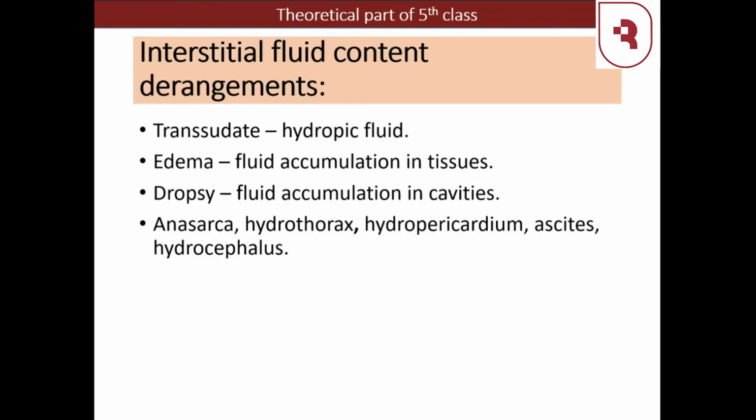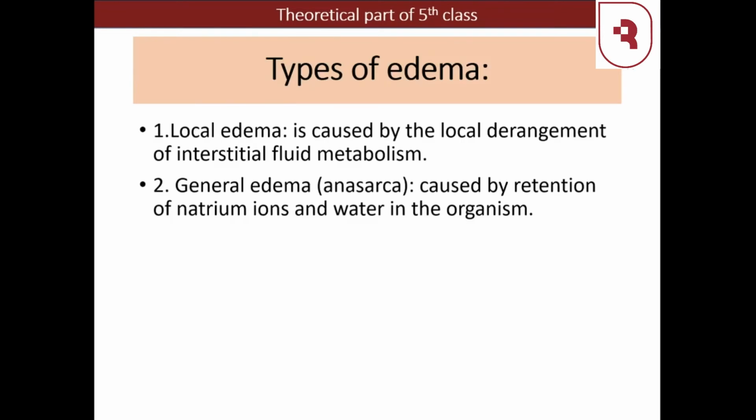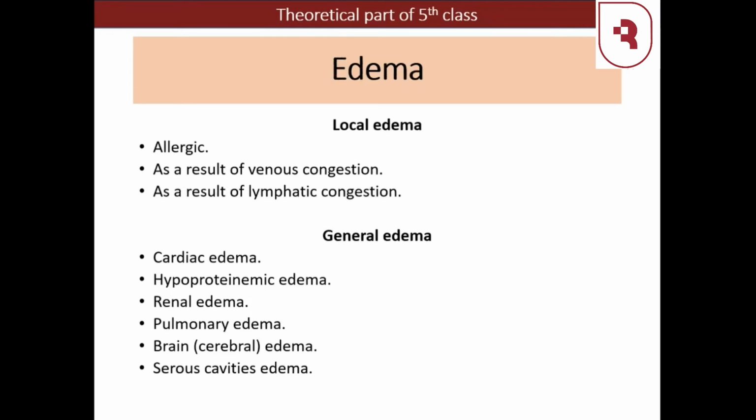Intestinal fluid content derangement is associated with formation of transudate, associated with edema, dropsy, anasarca, hydrothorax, hydropericardium, and ascites, and all other types. Types of edema may be local and general edema, and we have already discussed all of them in our previous slide. Local edema may be a result of allergic reaction, venous congestion, or lymphatic congestion, and general edema may be associated with cardiac edema.